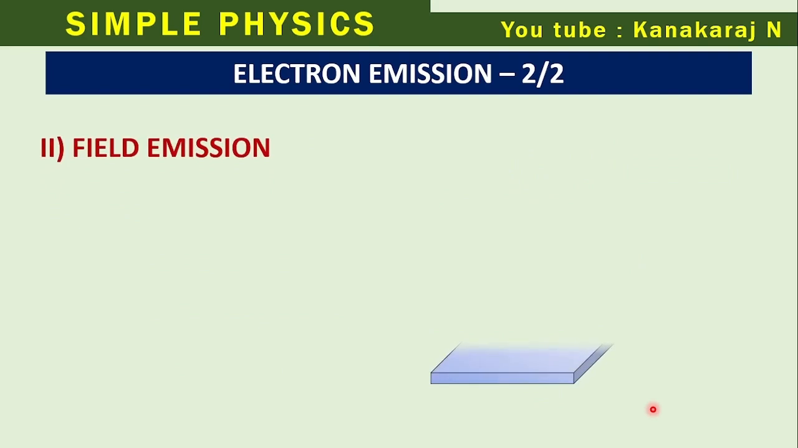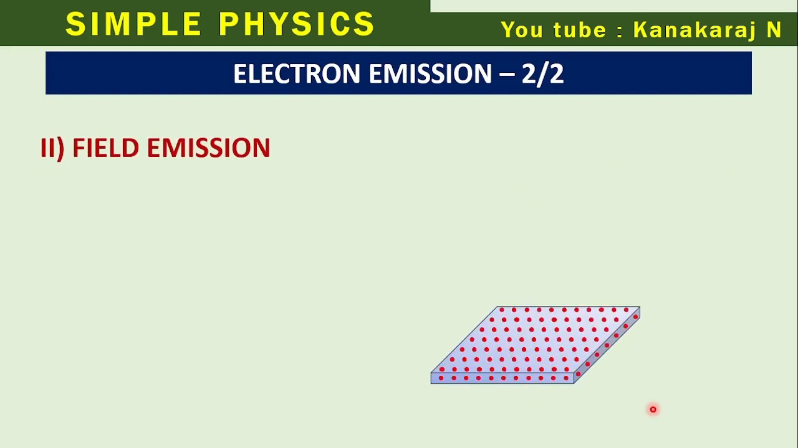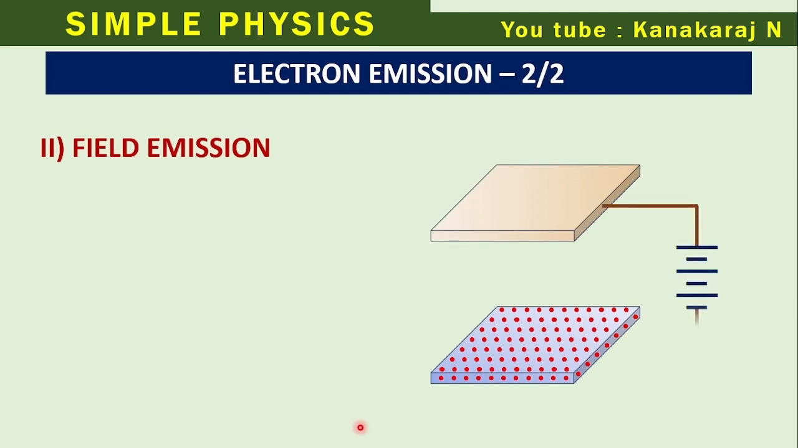Field emission. Here you have the same metal with a lot of free electrons. These free electrons are in random motion. We supply a very high potential difference between the anode and cathode. Then the electron will be released and reaches the anode and forms the current.